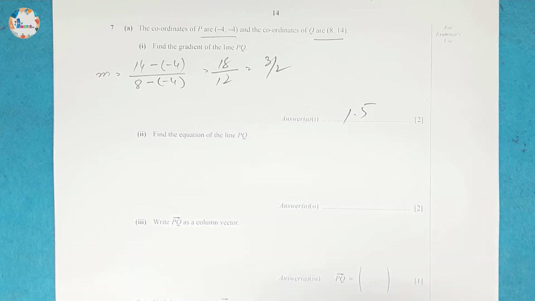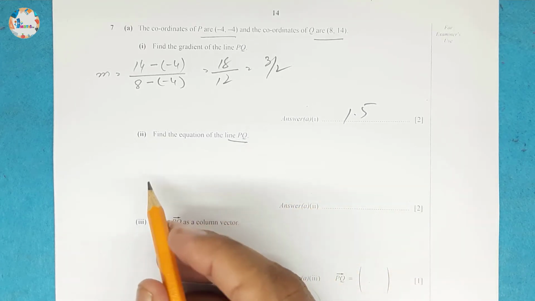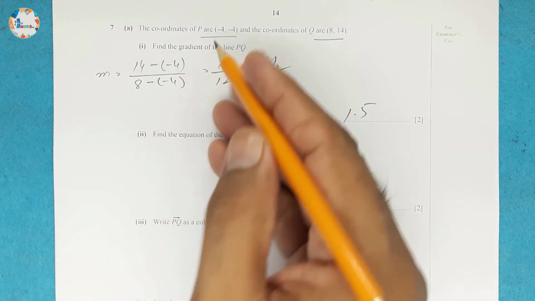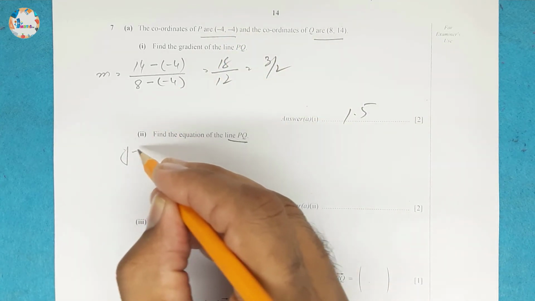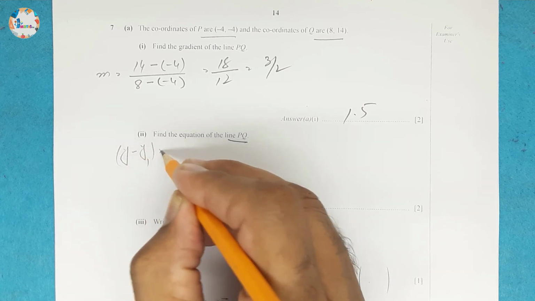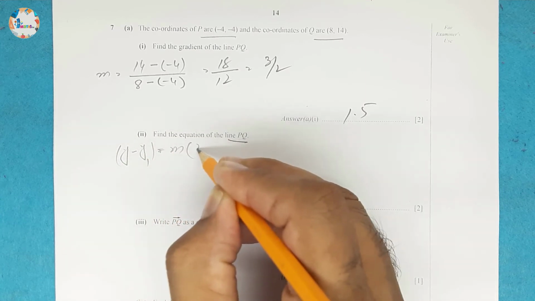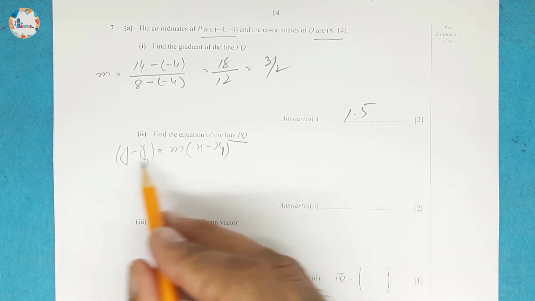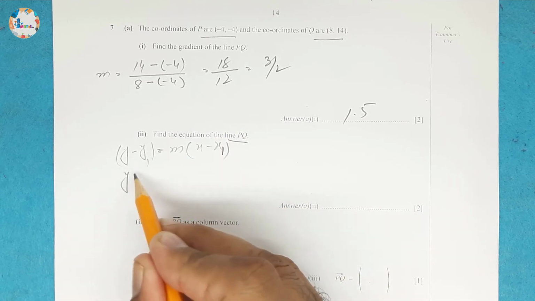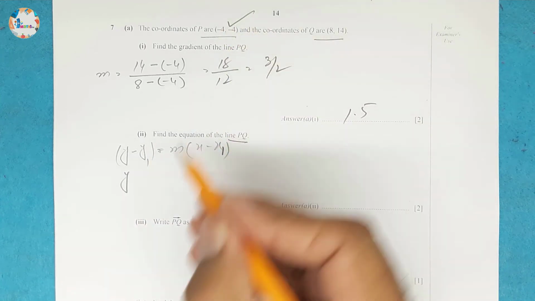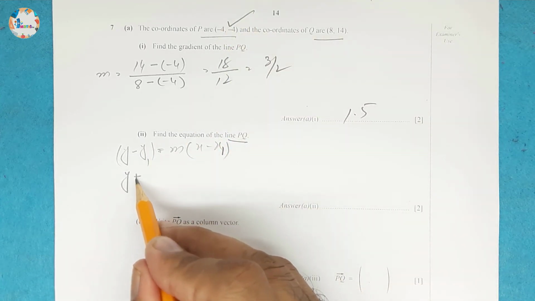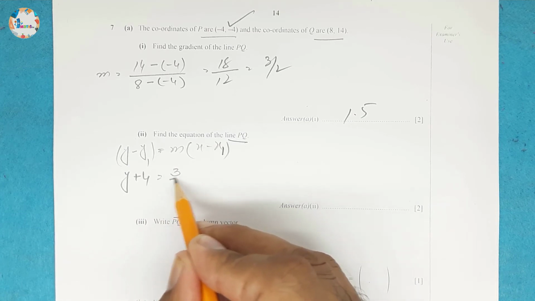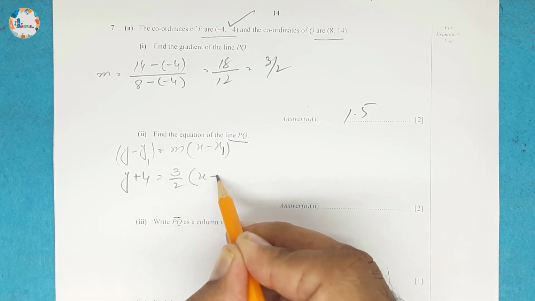Then find the equation of the line PQ. So we have the gradient, and we can use any of these points, so I will be using this one. So y minus y1 is equal to m into x minus x1. This is the point slope form of the equation of a line. So y minus this point, which is minus 4, so plus 4, is equal to m, which is 3 by 2, into x plus 4.